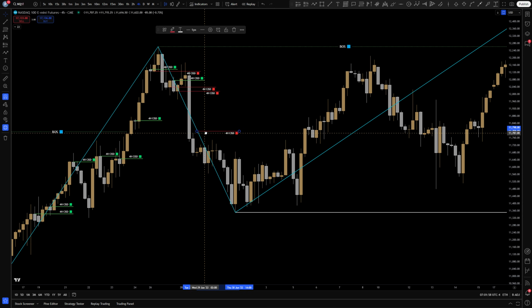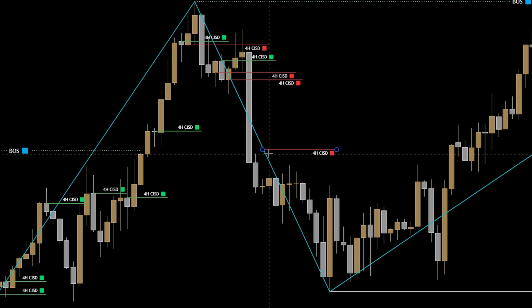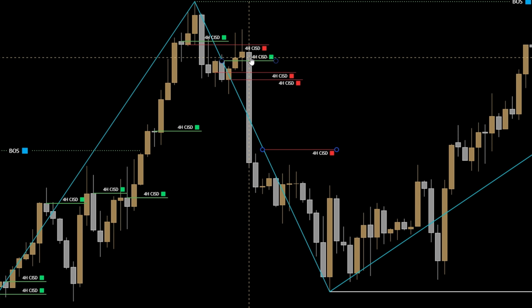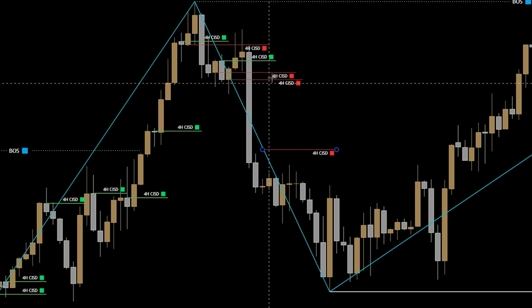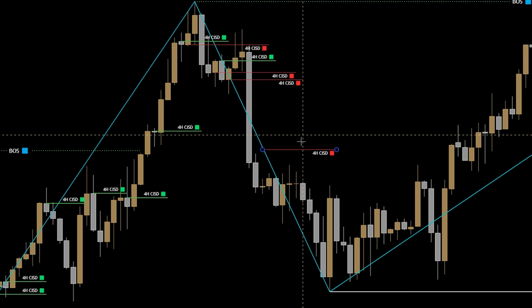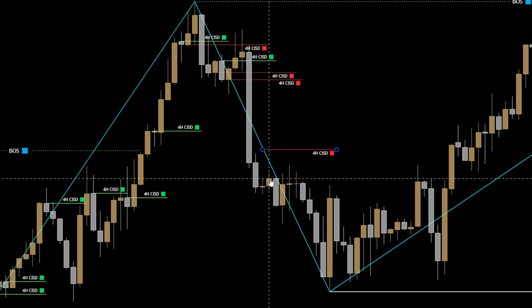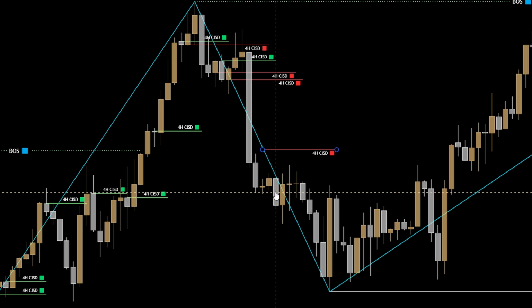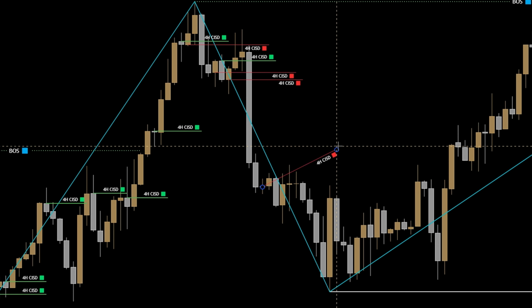Now, let's track price again. We've got a series of bearish candles here. Do they get closed above? No. Okay. What about this series of bullish candles? Do they get closed below? Yes. Okay. Or our change in state of delivery.